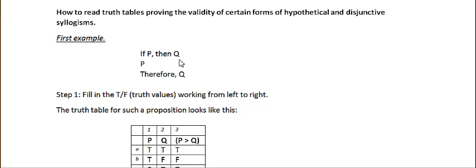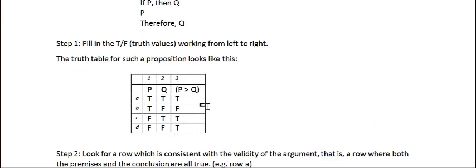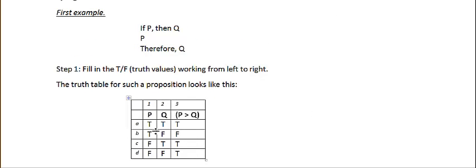If P, then Q, P, therefore Q. First step is to fill in all the values for P and Q. So we have true, true, true, false, false, true, false, false. Then, using the rules which define what the horseshoe, this symbol right here, means, using those rules that we talked about in the first tutorial, we fill in column 3. So we get true, false, true, true.